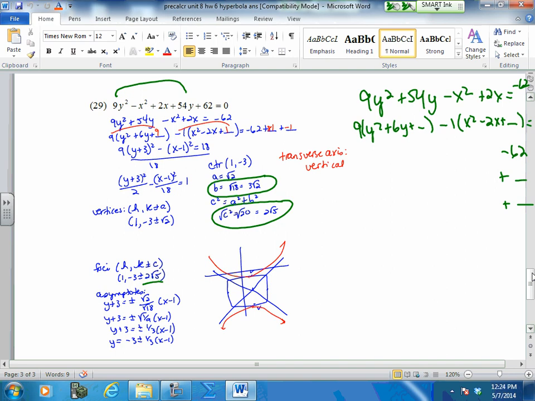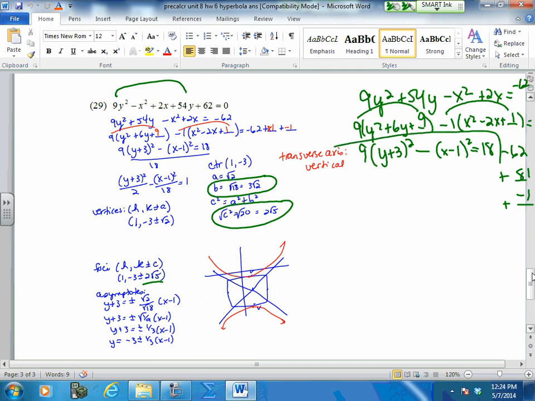So what's half of 6? 3. So y plus 3 squared. What's 3 squared? 9. To get it out of here, 9 times 9, 81. So bring your 9 down in front of it. Then we've got a minus. What's half of negative 2? Negative 1. And what's 1 squared? 1. But remember, distribute this guy. What's negative 1 times 1? Negative 1. So you've got a negative 63 and a positive 81. That gives you equal to 18.